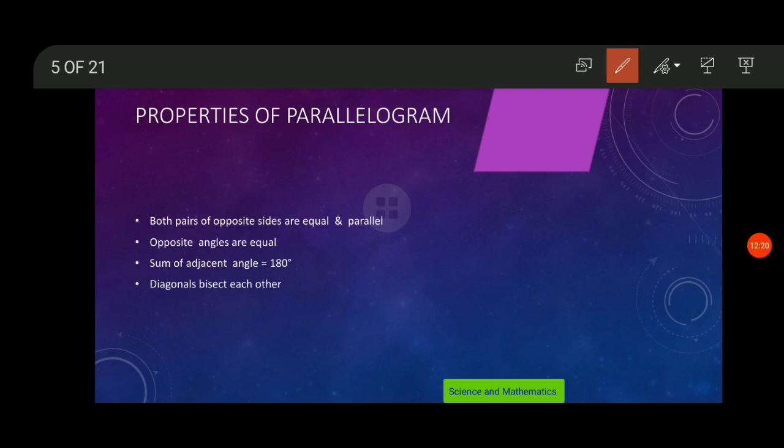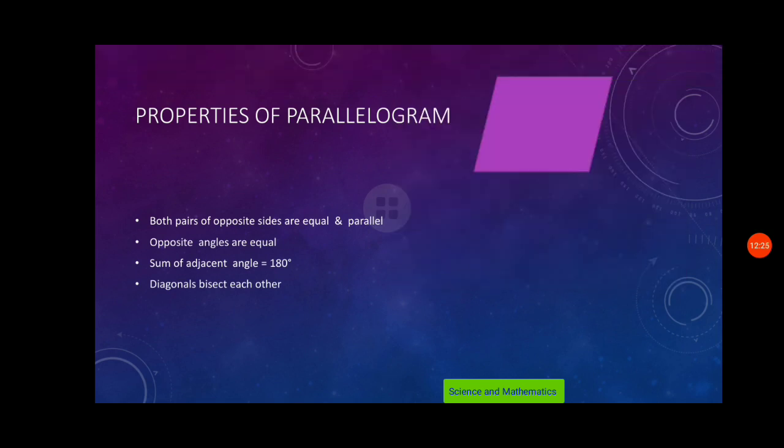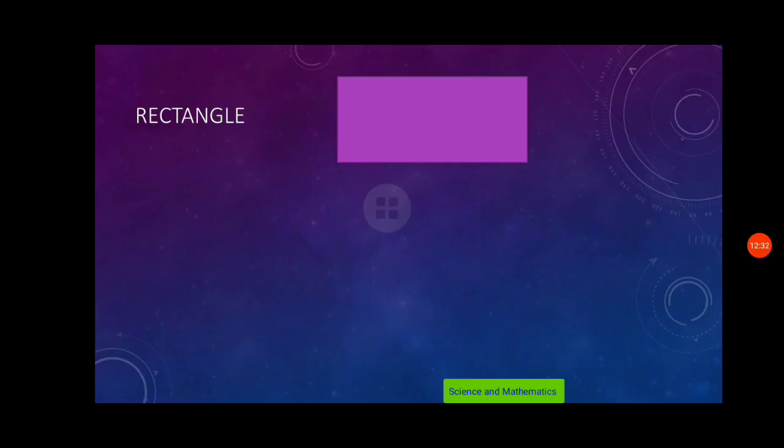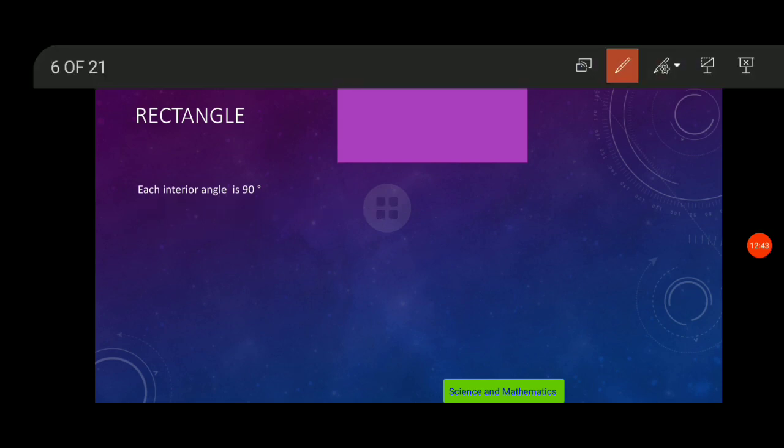We have learned this, and now we will move on to our next figure, that is the rectangle. Our next quadrilateral is the rectangle, and in this quadrilateral each interior angle, as I am marking it, everyone, if we mark it as ABCD, then every angle will be 90 degrees. Each angle is 90 degrees.